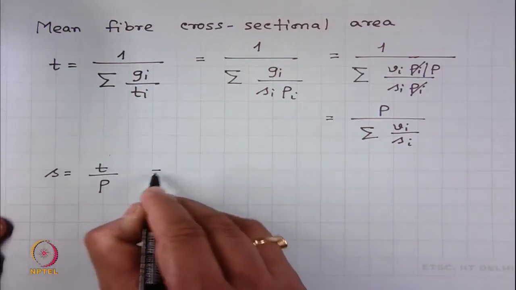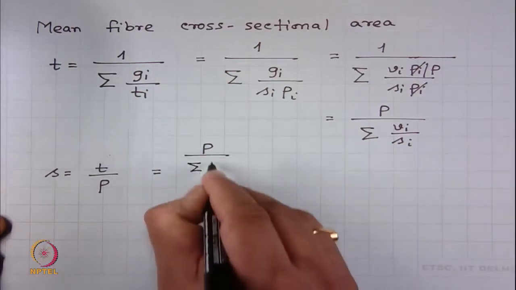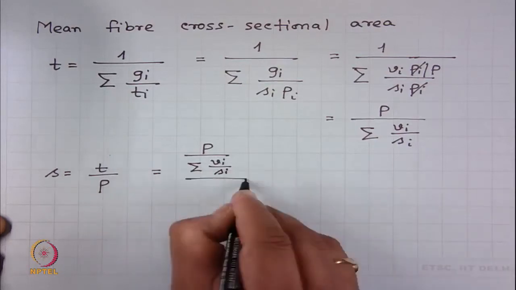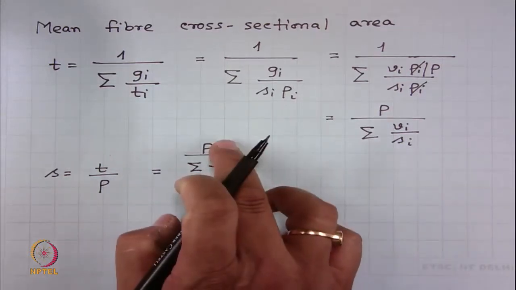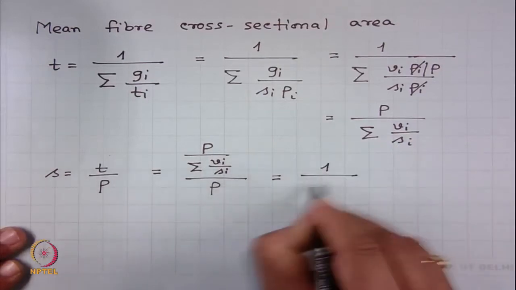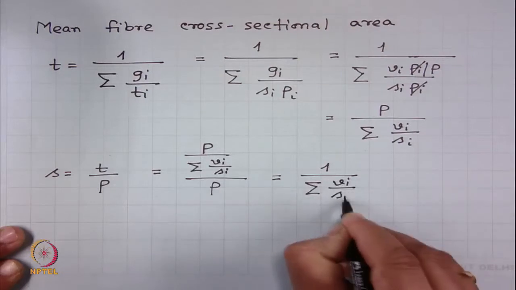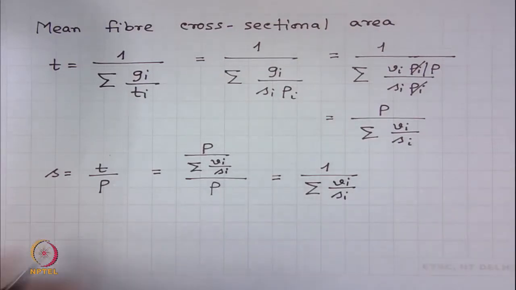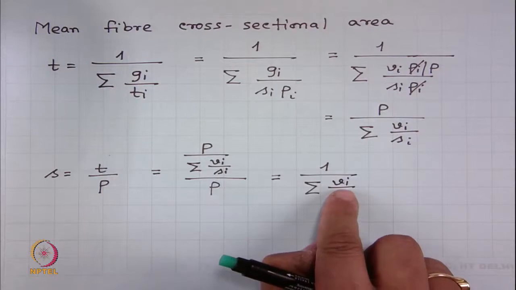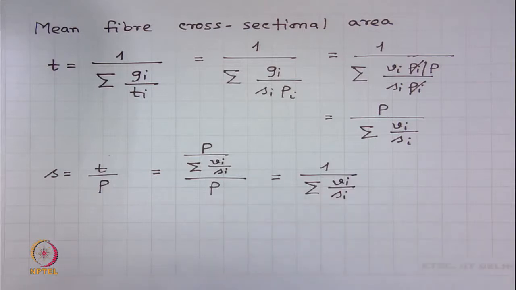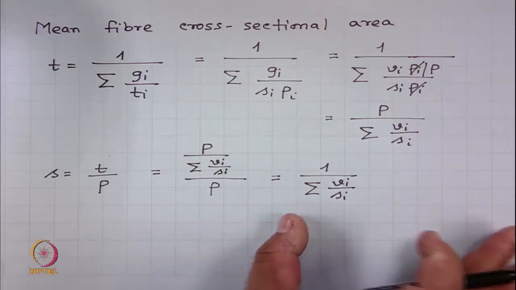Now, if we substitute rho divided by volume fraction by cross sectional area, and what was rho? Let us keep it as rho. So, this rho and this rho will cancel out. What we will have? We will have 1 by the summation of v_i by S_i. So, here again the mean fiber cross sectional area is equal to the harmonic mean of the individual component cross sectional area weighted by the volume fraction, not by the mass fraction. Now, we come to mean equivalent fiber diameter. We will use this expression.